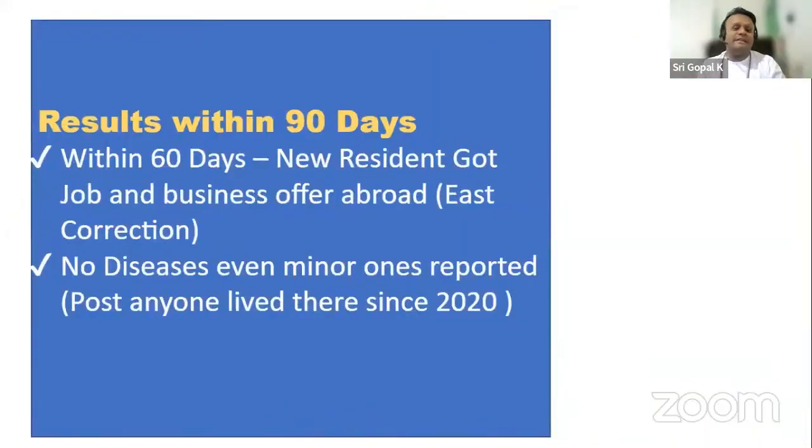Within 60 days, this resident called me and said, Guruji, you see, the toilet was in the eastern direction. The eastern direction is represented by the sun, which gives job problems, right? After doing this remedy, within 60 days, this resident got a new job overseas, and his business started picking up, and he was feeling very, very well internally, right?